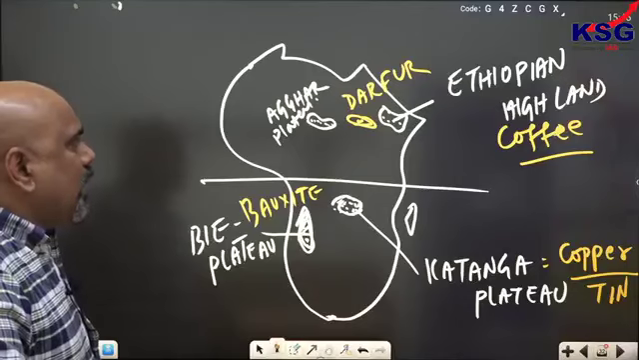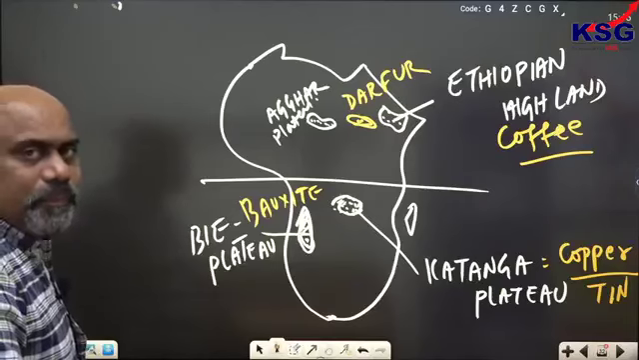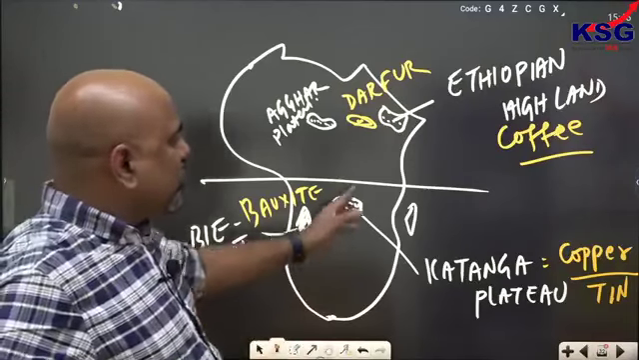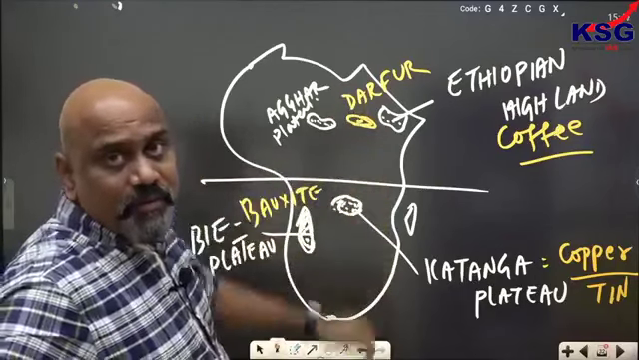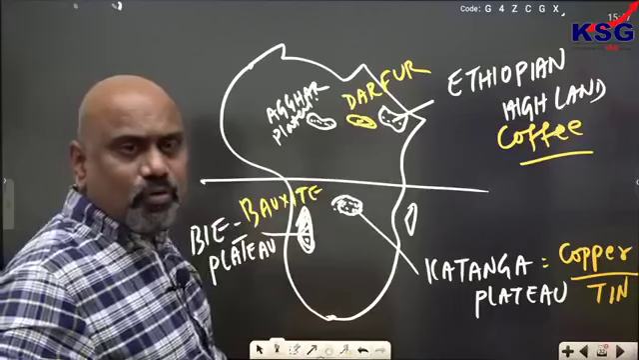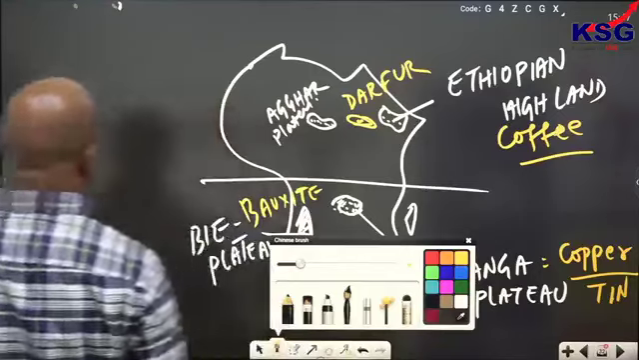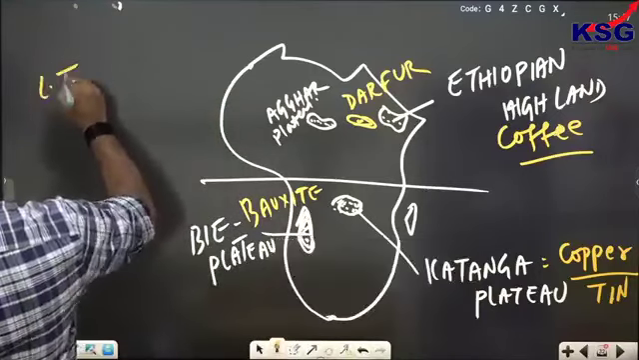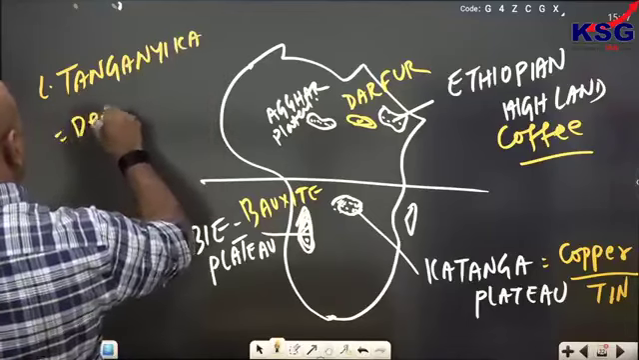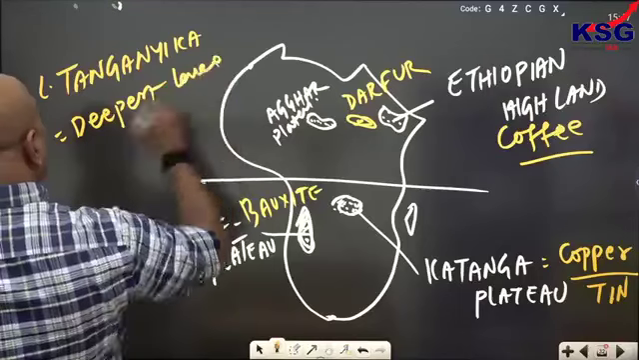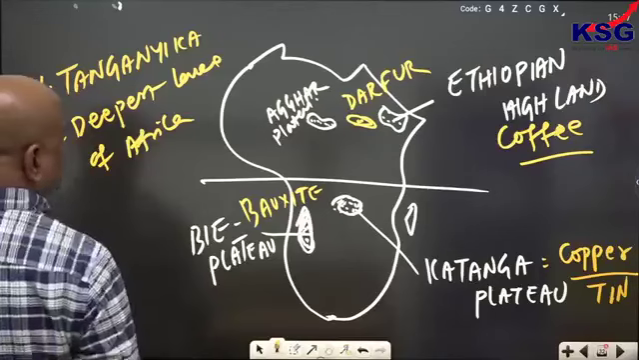So now in Africa, you have some lakes also. The lakes are elongated here. I have already told you earlier. Elongated lakes are all here. Remember, I told you at the time of volcanic faulting. Lake Kivu, Lake Edward, Lake Rukwa, Lake Tanganyika, the deepest lake of Africa. The deepest lake of Africa is Lake Tanganyika. Okay.